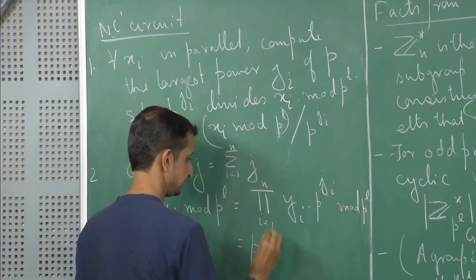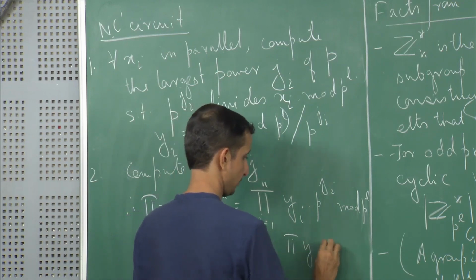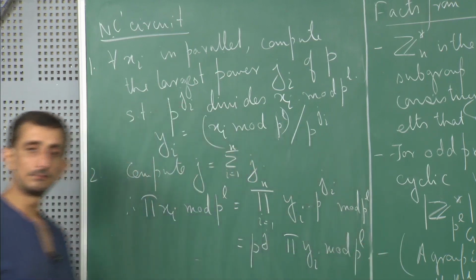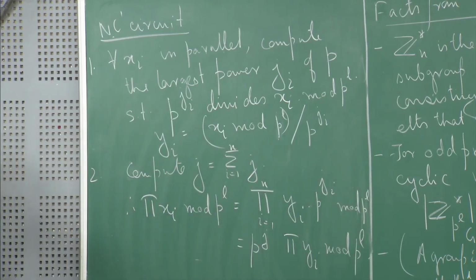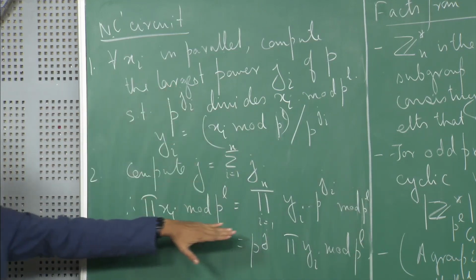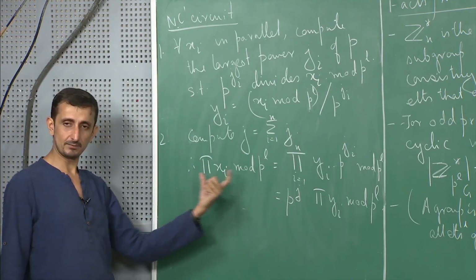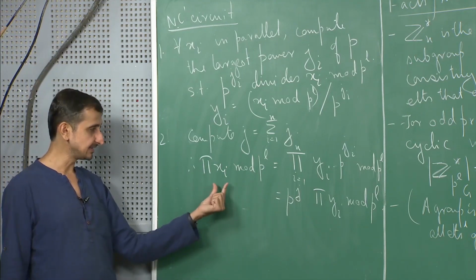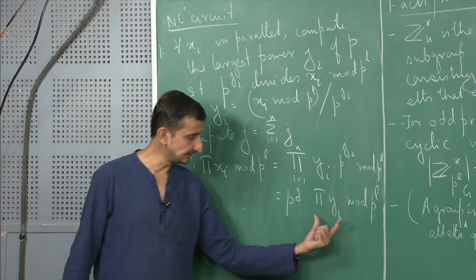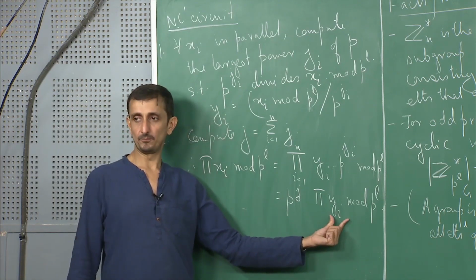Sigma ji is nothing but j times the product of yi mod p to the power l. Okay. So essentially observe what we have done as a result of this. We have transformed the problem of computing this product modulo p to the power l, where the xi's can be arbitrarily large, to the problem of computing this product. And what is the thing? These yi's are actually small now.